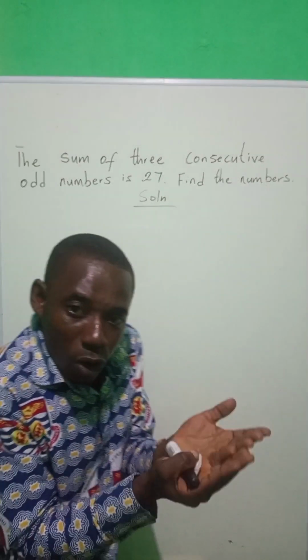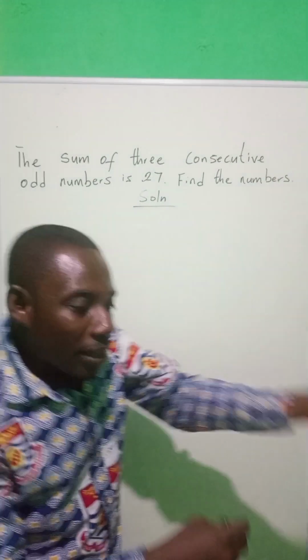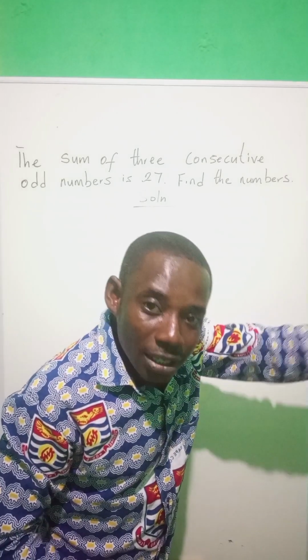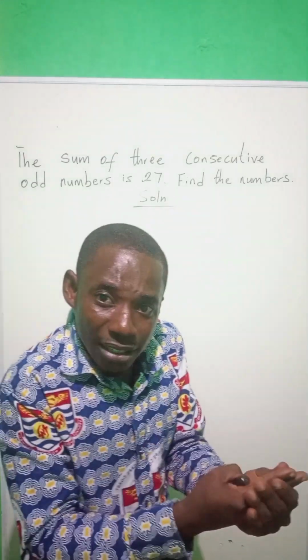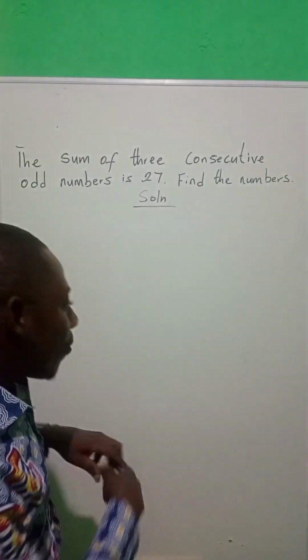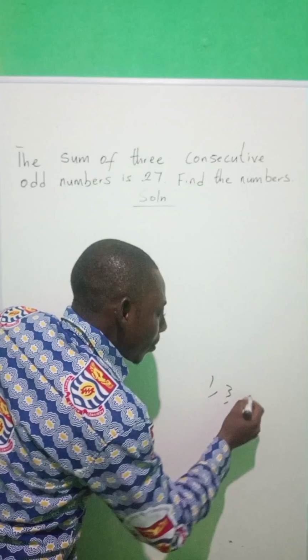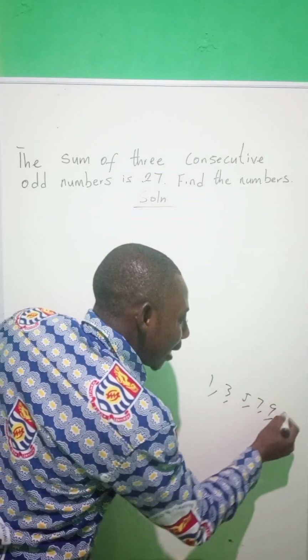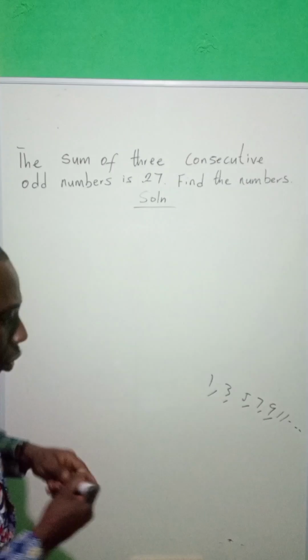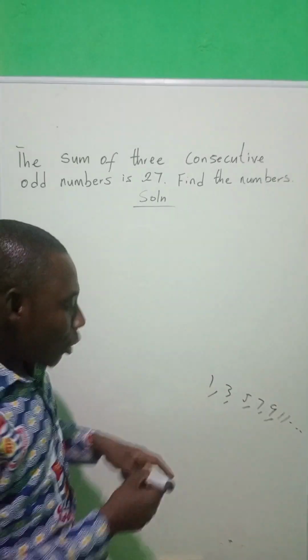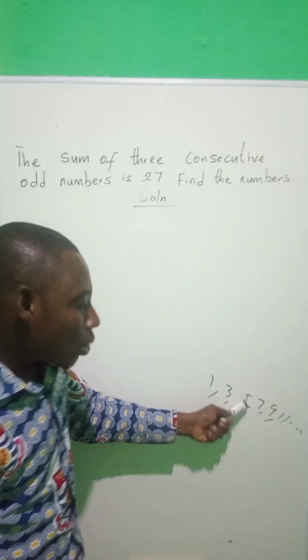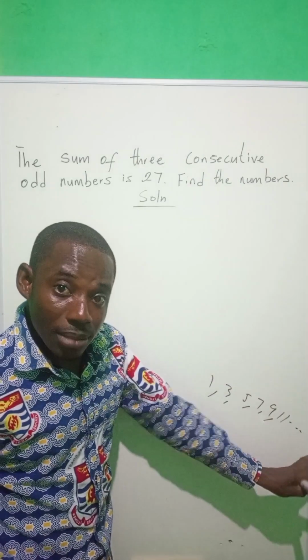I believe you all know odd numbers: 1, 3, 5, 7. Any number that cannot be divided by 2 without a remainder is an odd number. So we have 1, 3, 5, 7, 9, 11 in that order. You realize that their common difference is 2. If you have 1, you add 2, you get 3. You add 2, you have 5. You add 2. These are odd numbers.